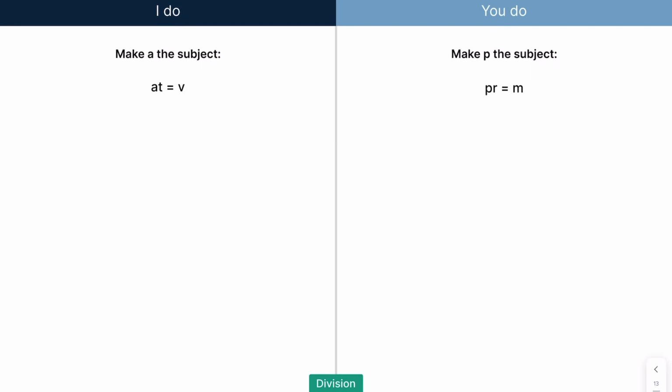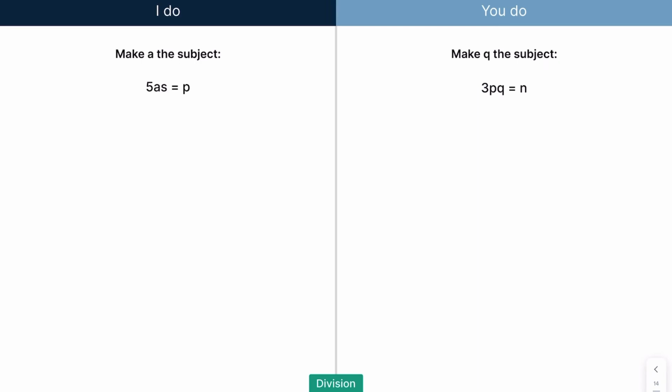So moving on, we've been asked to make A the subject of the formula here. So in order to make A the subject, we are going to get rid of the t, because it's being times by t. We're going to divide each side by t. So you end up with a is equal to v over t. And again, hopefully you've pressed pause and had a go at this. So we need to get rid of the r to make p the subject. So that becomes p is equal to m over r.